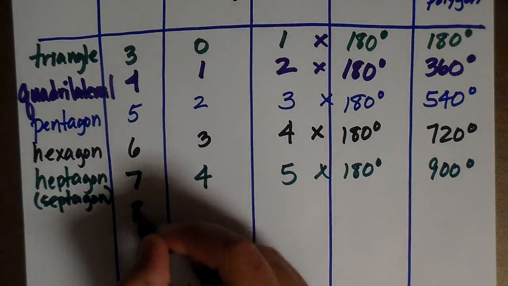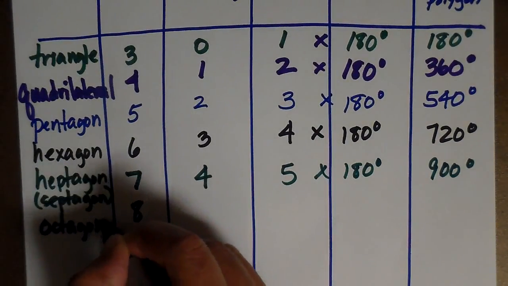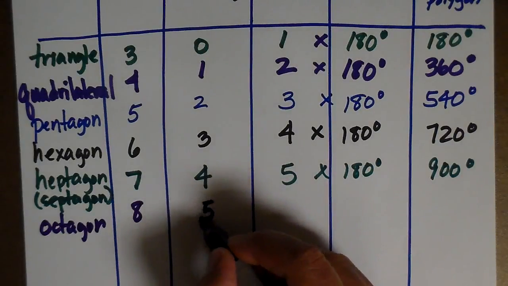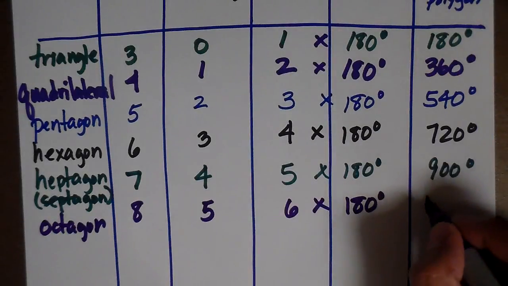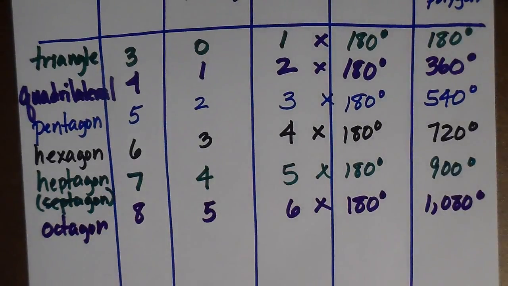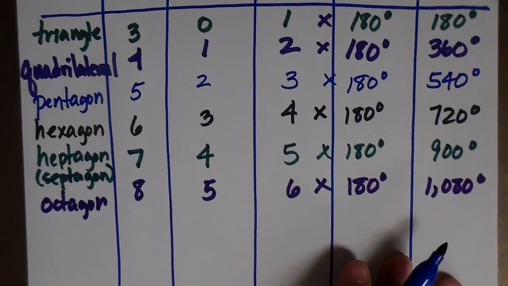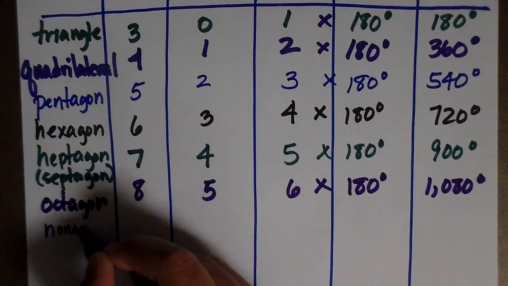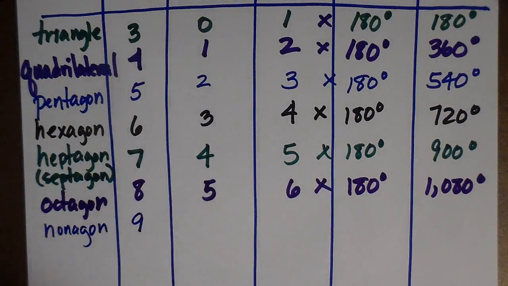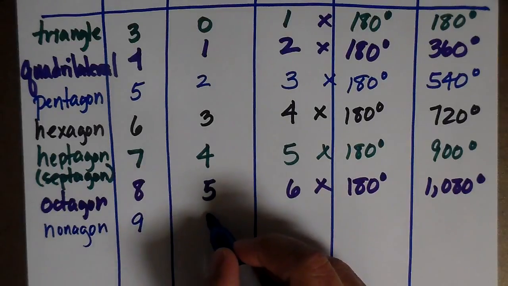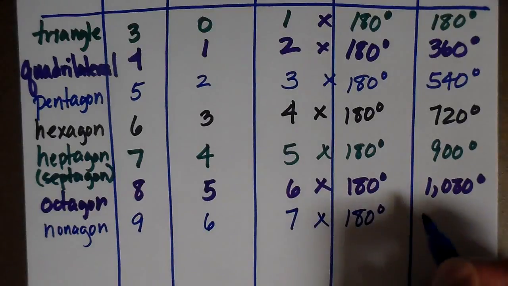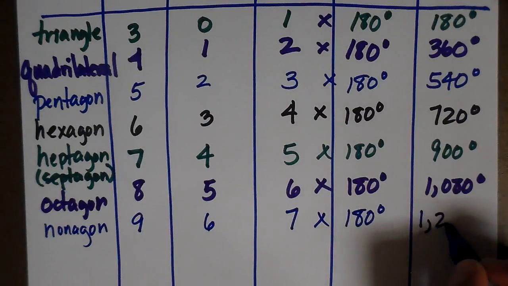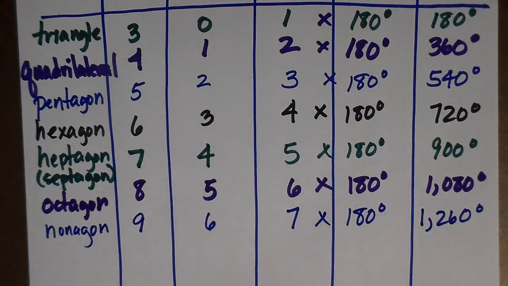Let's move on to the octagon. So now we've got an 8-sided figure, which is an octagon. That octagon has 5 diagonals, 6 triangles at 180 degrees a pop. So that's 1,080 degrees interior angle sum. Then we go to 9 sides. A 9-sided figure is called a nonagon. Not ninagon, nonagon. It has 9 sides, and it can make 6 diagonals, which means 7 triangles at 180 degrees a pop, which is going to be 1,260 degrees.